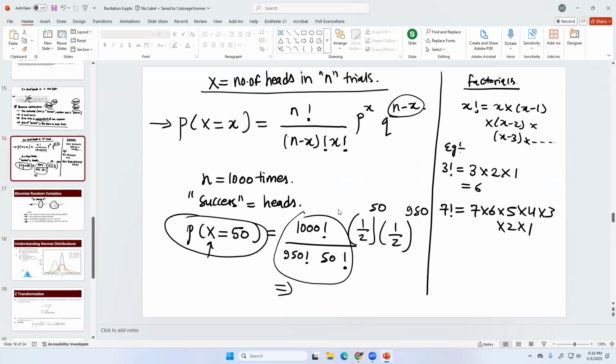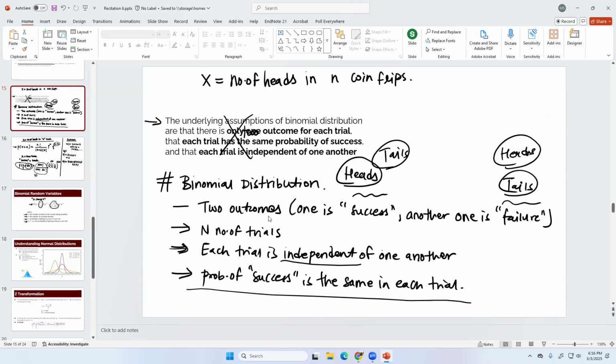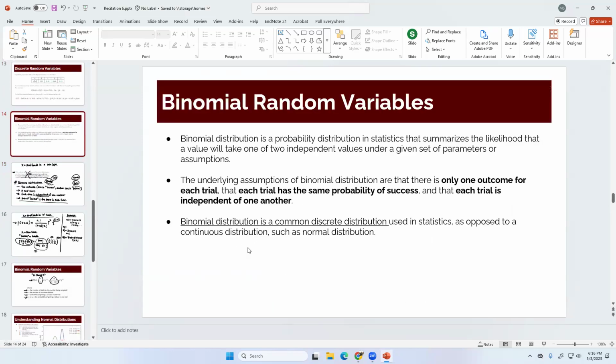But things like these, you can calculate using a binomial distribution: the probability of getting some number of successes, 50, 20, 30, 10,000. When you perform an experiment n times and you are interested in getting some number of successes in those n trials, you can use a binomial distribution if all of these conditions are satisfied. That is all binomial distribution is about.